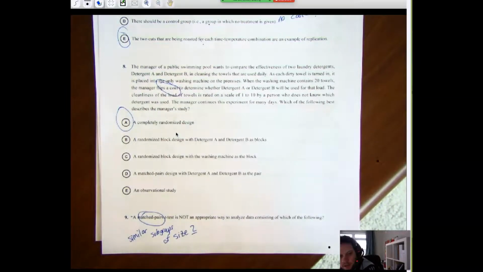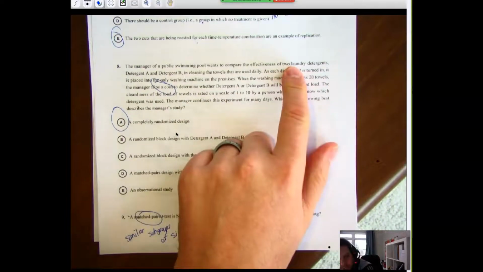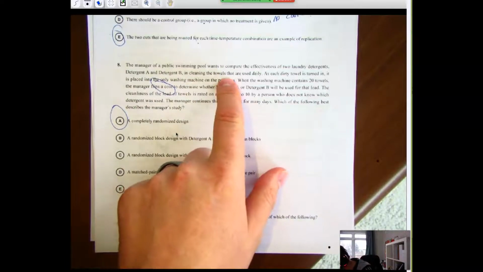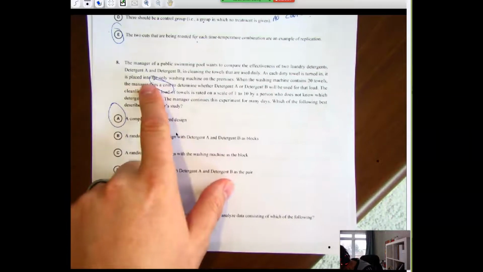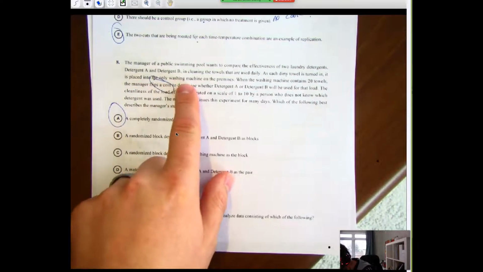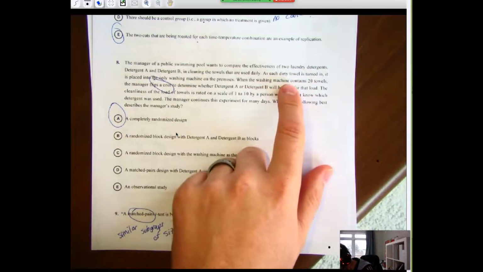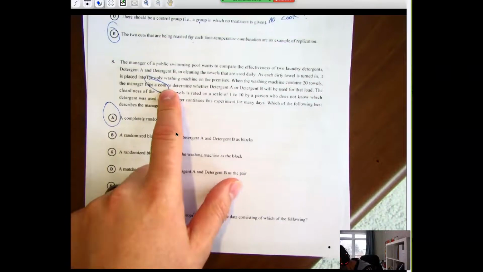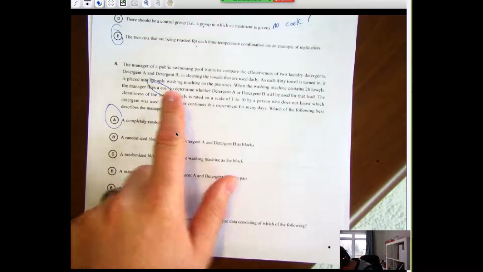We got a public swimming pool. We got 2 laundry detergents, A and B. We're going to clean the towels that are used every day. As each dirty towel is turned in, it's placed into the only washing machine. When it contains 20, we flip a coin to see whether they're going to use detergent A or detergent B. So that's random right there.